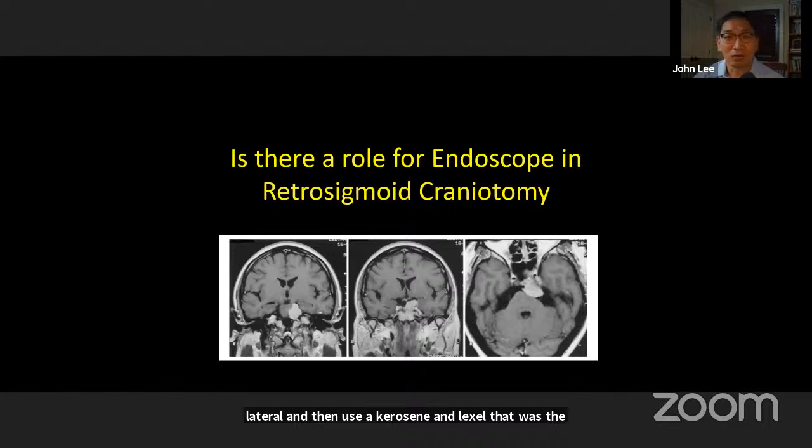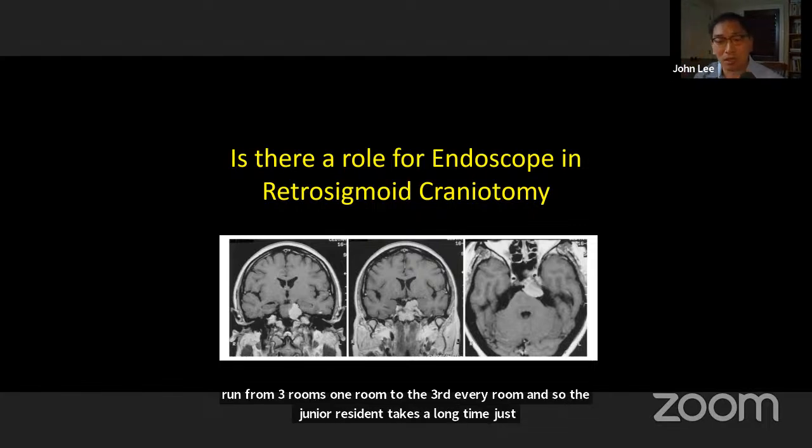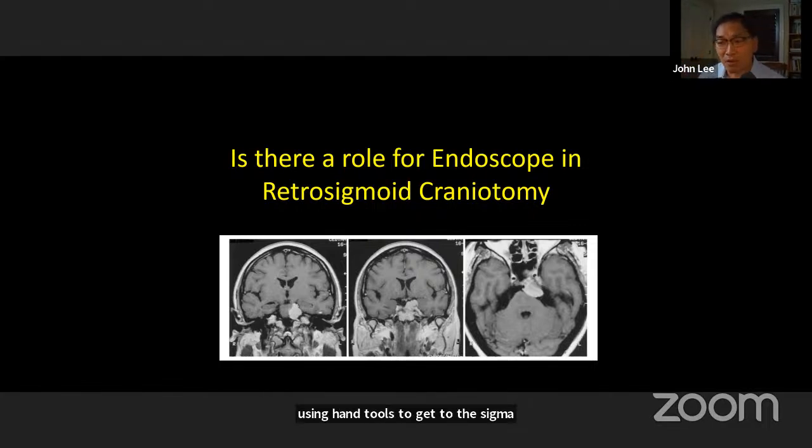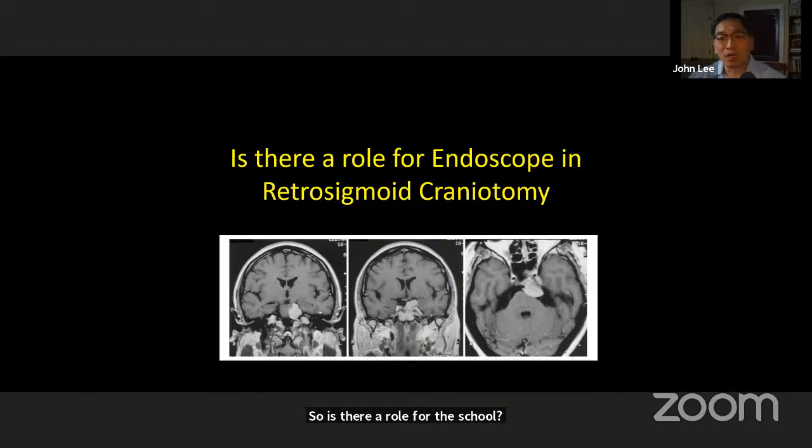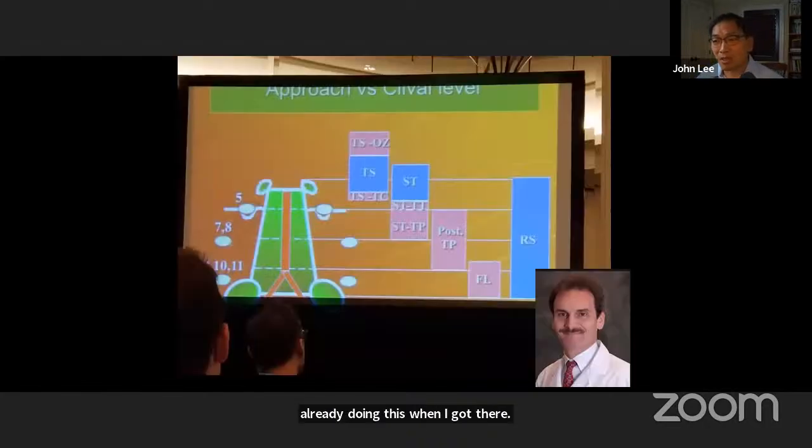I think he did that to keep us slower, because Janetta had to run from room to room across 3 rooms. The junior resident takes a long time just using hand tools to get to the sigmoid transverse junction. Of course, now we do it much easier with different matchstick burrs and others. So is there a role for the endoscope? Dr. Jo was already doing this when I got there, and there were other people practicing and experimenting with it.